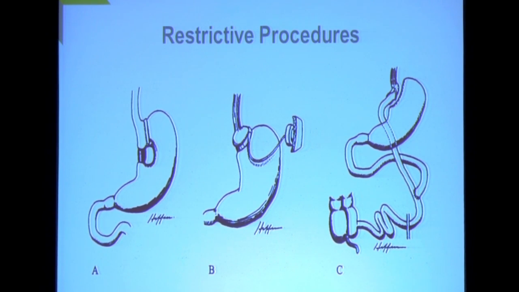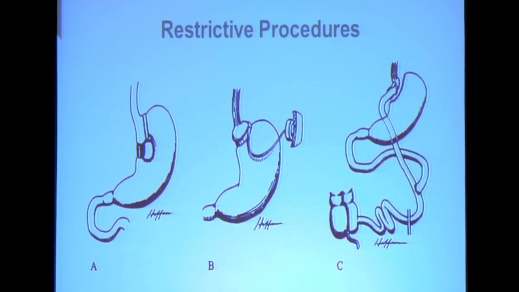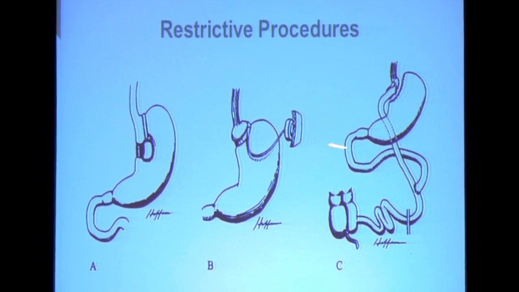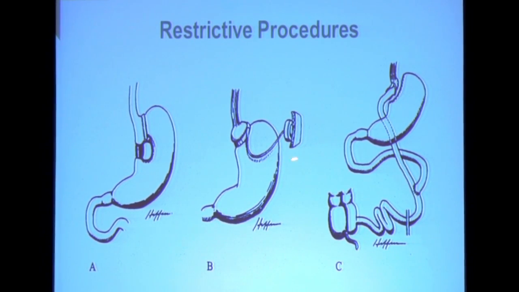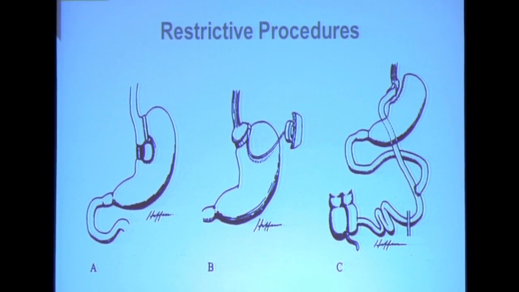Right now, bariatric surgery has restrictive procedures and malabsorptive procedures. The malabsorptive ones are the classic ileal bypass. Those are known to cause liver disease. So the ones that are used right now are the restrictive procedures. The most common one is the Roux-en-Y gastric bypass. Some are still using the lap band.